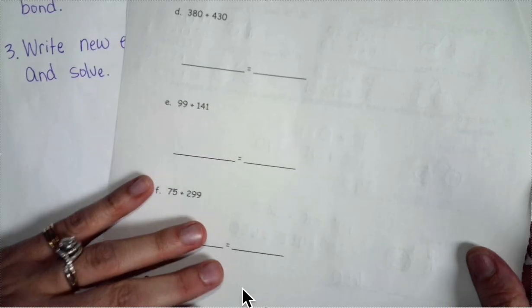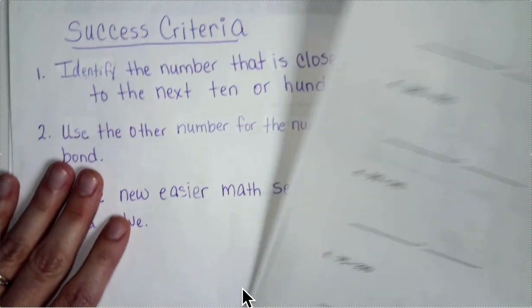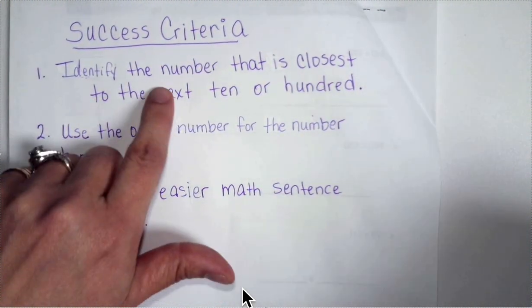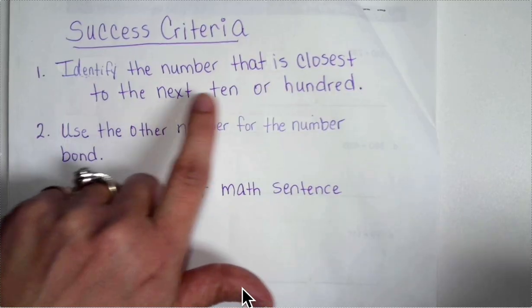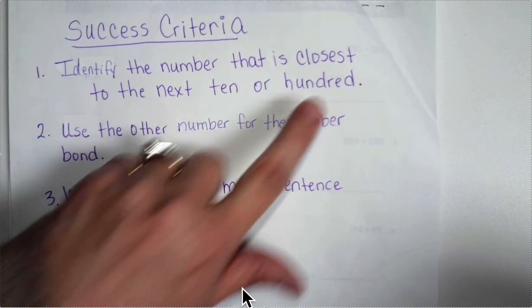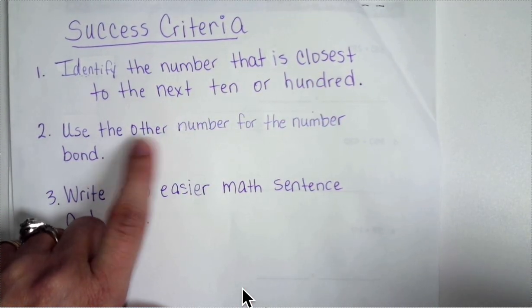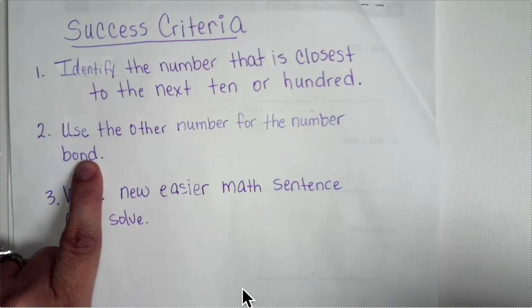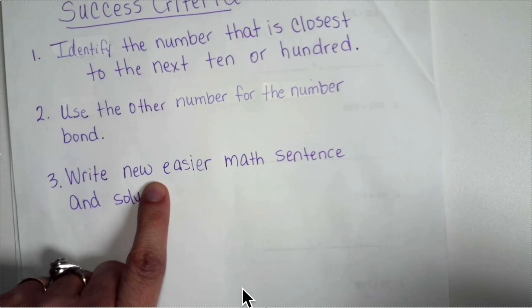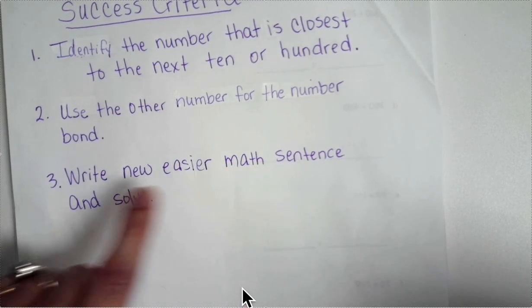Okay, so those are a few examples that you can use to do the back part of the pages. Okay, so let's go over the success criteria. Identify the number that is closest to the next 10 or the next 100. Use the other number for the number bond. Write a new, easier math sentence and solve.